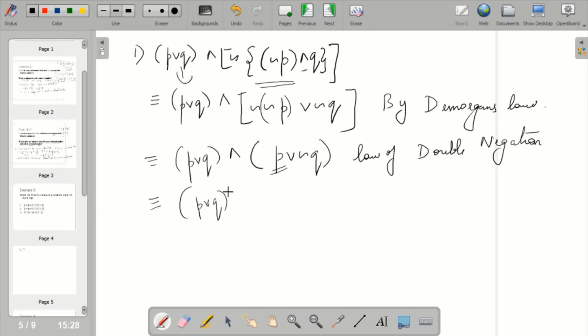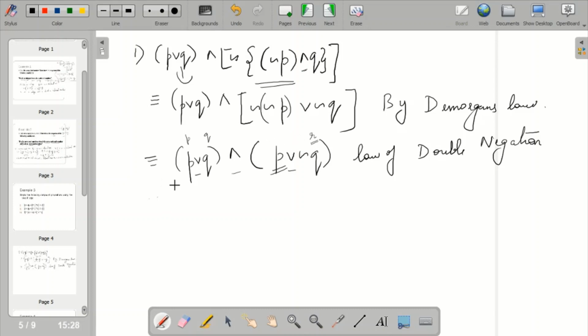Further, how can we solve this particular problem? It is in the form of P or Q and P or negation Q. So you can see or over here, and or over here. Which law is easier to apply? It is in this form: this is P, this is Q, and here you have negation Q. Let us consider this term as R. So we get P or Q and P or R.